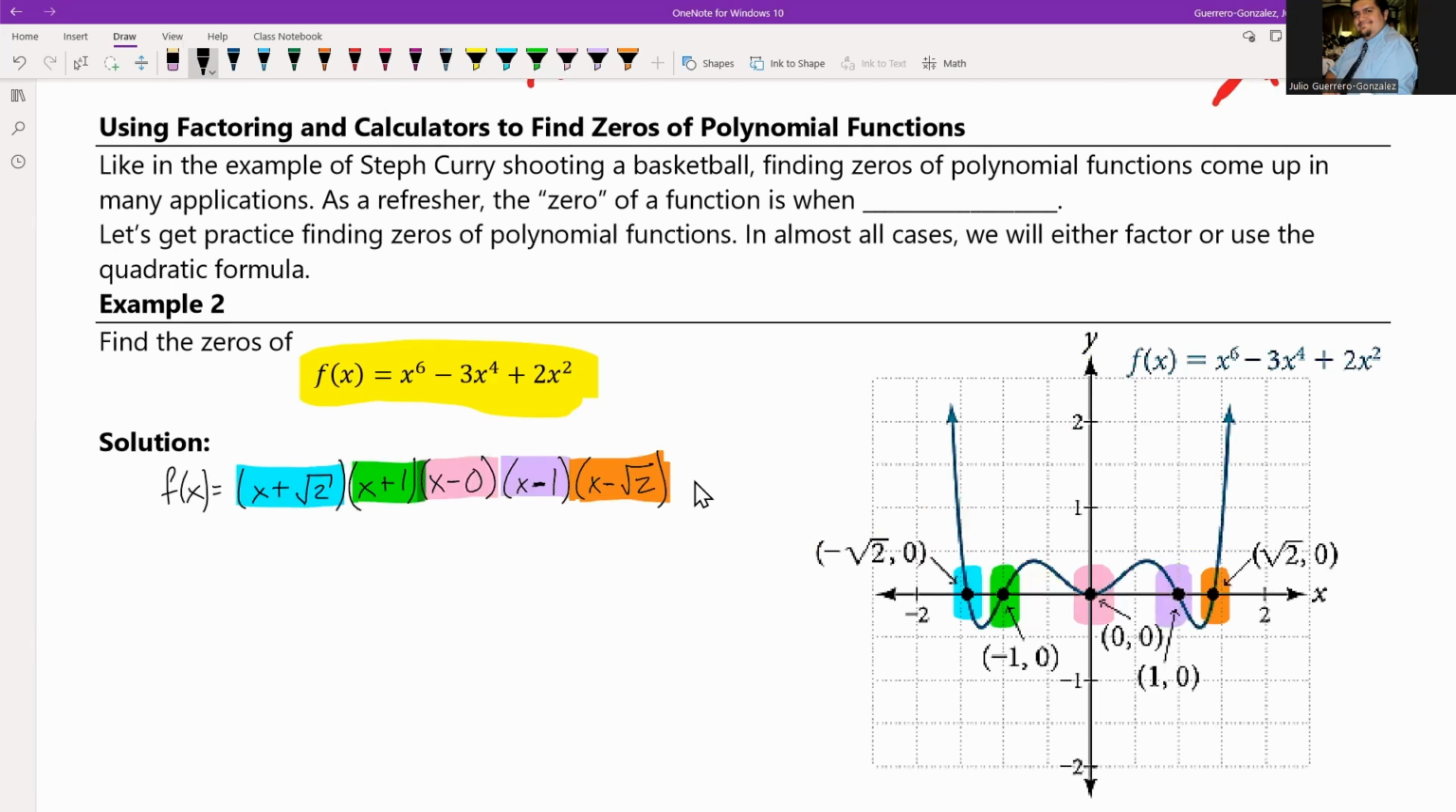I'm going to expand this out, and the way we're going to do it is this: I'm going to rearrange and simplify first. This x minus 0, I'm going to stick in front. That's going to be x. Then I have pairs: x minus 1, x plus 1. And then I have an x plus root 2 and an x minus root 2, so I'm going to pair those two together: x minus root 2, x plus root 2.